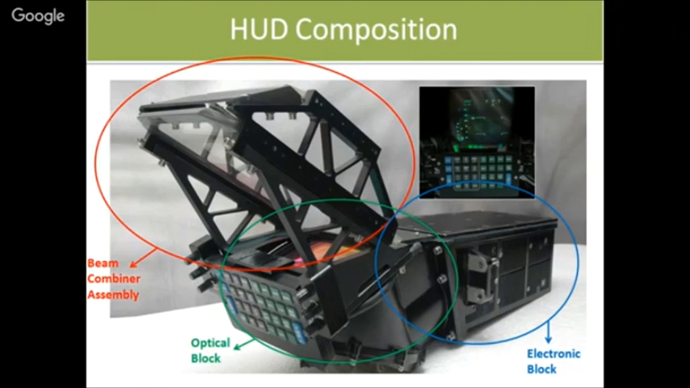auto mode. So that auto mode is basically we have a brightness sensor through a pinhole out here above the optical block. That brightness sensor basically senses the ambient brightness. So we have designed an algorithm within the built-in test equipment wherein we vary the symbology brightness as per the ambient conditions.